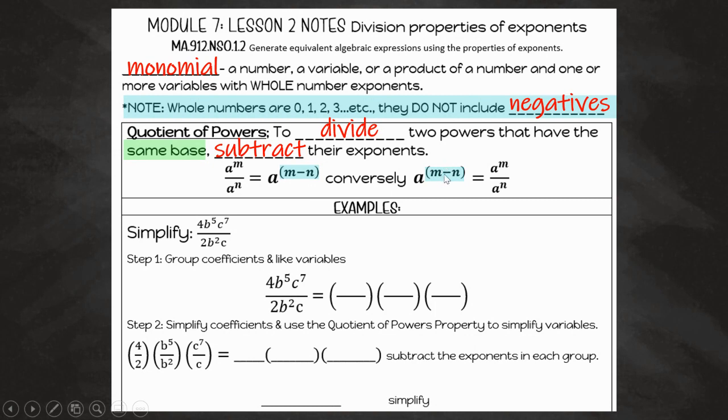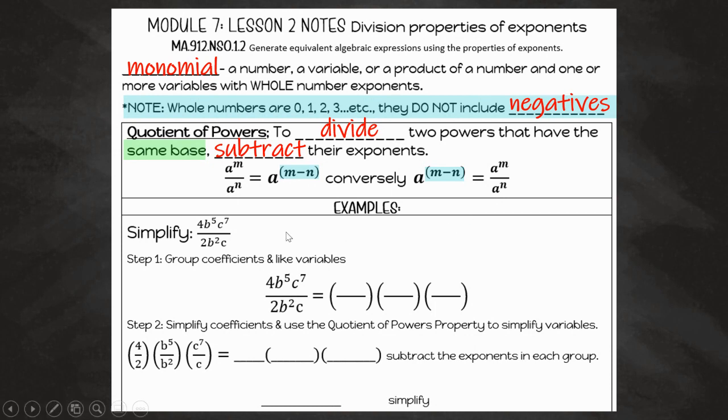Conversely, a to the m minus n, so if you see a base written to a power with subtraction, you can rewrite that as a fraction, a to the m over a to the n. So just something to keep in mind as we move forward.